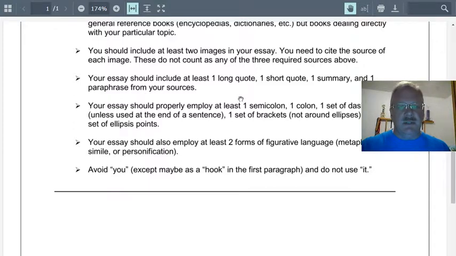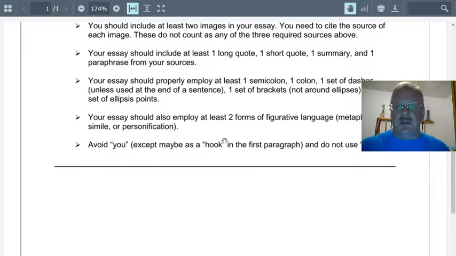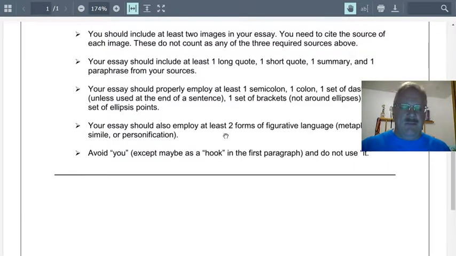You need at least 2 images. Kind of depends on your topic. I had one essay on antibiotic resistant infections. Kind of almost lost my lunch on that one. But that's fine. If you don't have a particular topic that lends itself to taking a picture of the person, you can use images from your sources. But you do have to cite them in your essay.